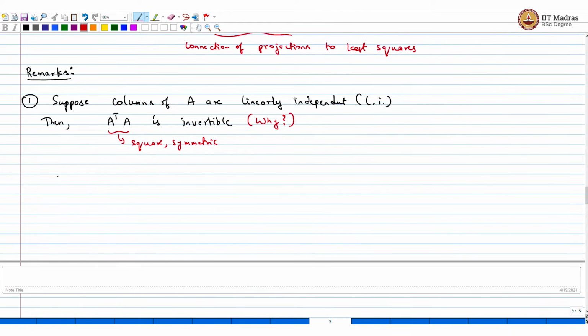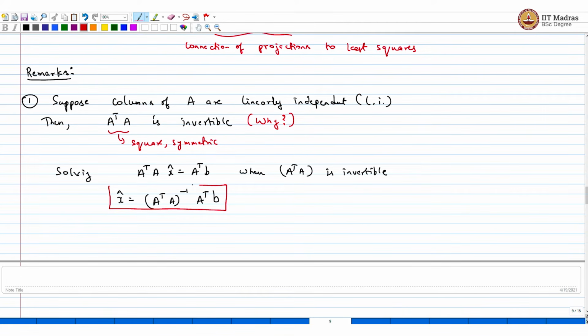Now, coming back to this famous equation, let me call it the famous equation, A transpose A x hat equals A transpose b. When A transpose A is invertible, what you can do is, only when A transpose A is invertible, you can solve this.